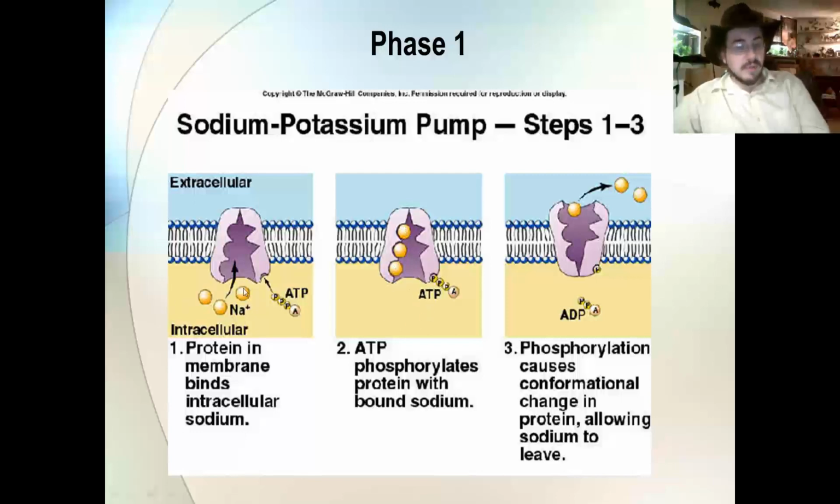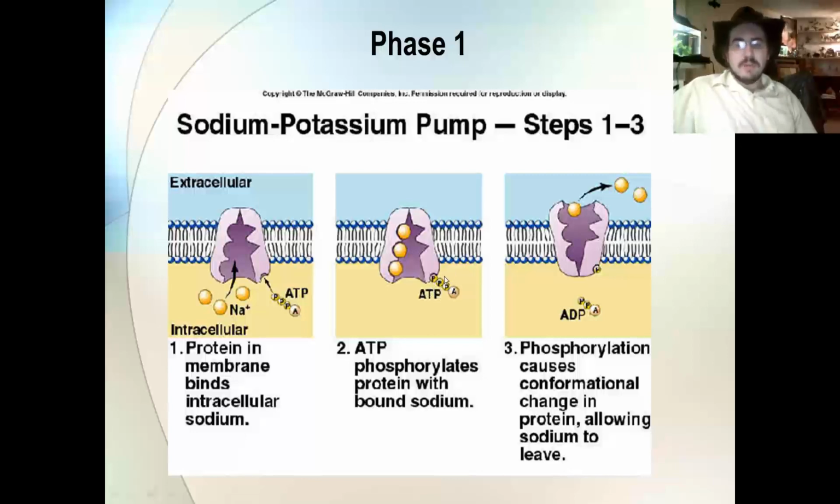But sodium is in a high concentration outside the cell and a low concentration inside the cell. So because we're trying to move against the natural order of things, against diffusion, nothing happens when sodium binds. In order to induce the change in shape that will allow sodium to move across the membrane, we have to use ATP. So we hydrolyze a bond in ATP here and remove a phosphate. And in doing so, we release energy.